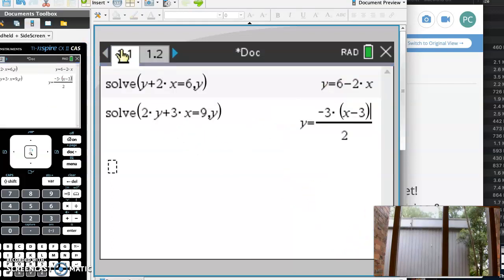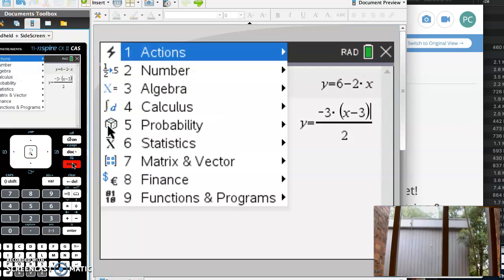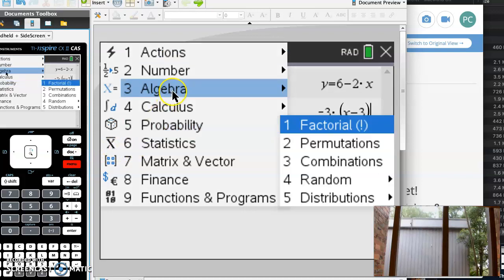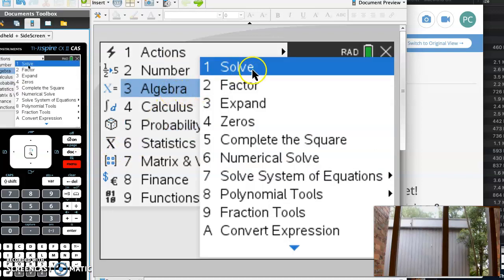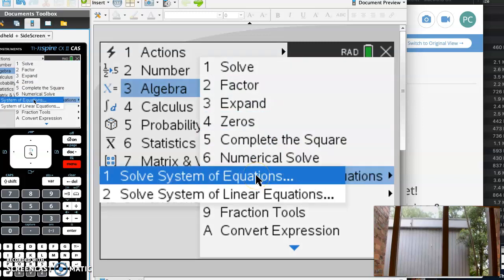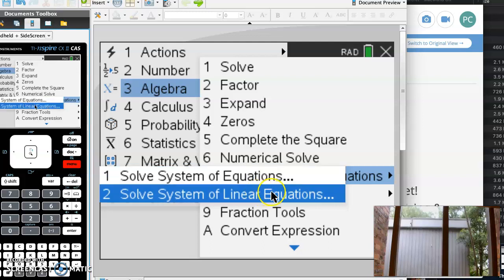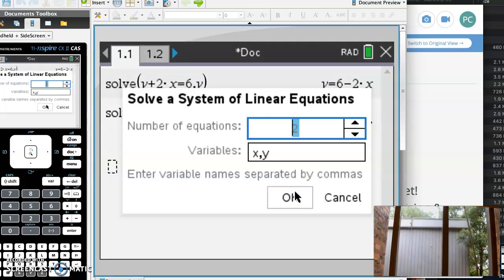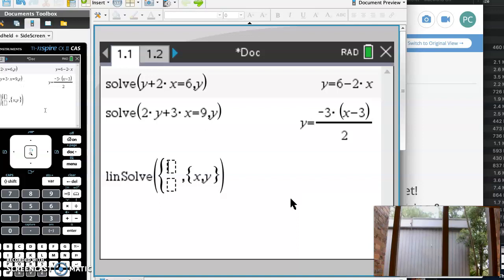Another way that I could solve this one is back on my calculator page. I can go to Menu, I can go to Algebra, and we've seen Solve before, but if you go down further you'll see that there's a solve system of equations. And if I go down to that one, it opens up this possibility, solve a system of linear equations. That's what I want. Number of equations are 2 with the variables x and y. Sounds good to me. Hit OK, and it comes up with this linsolve command.